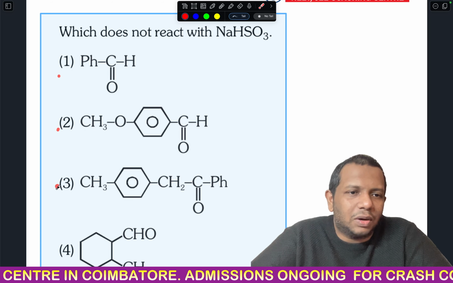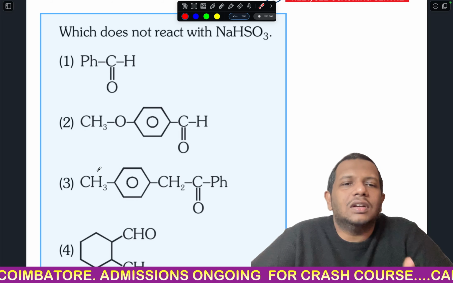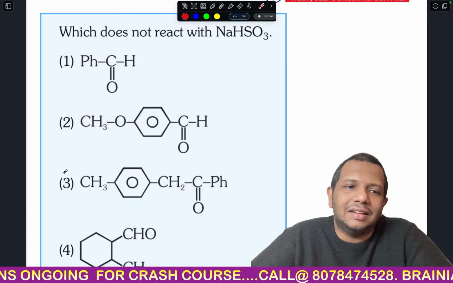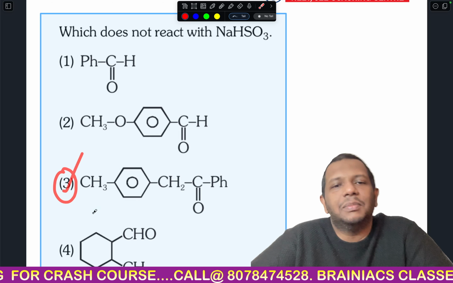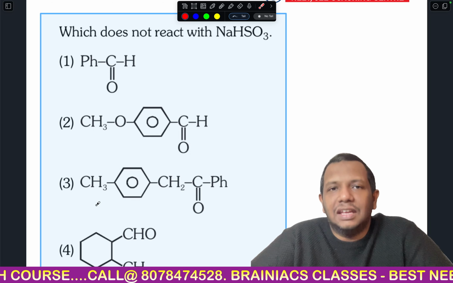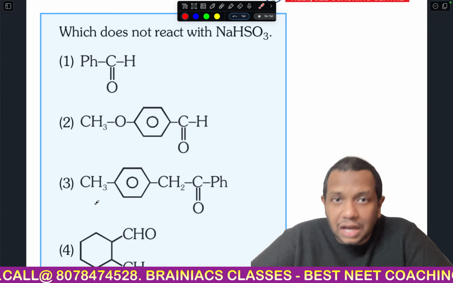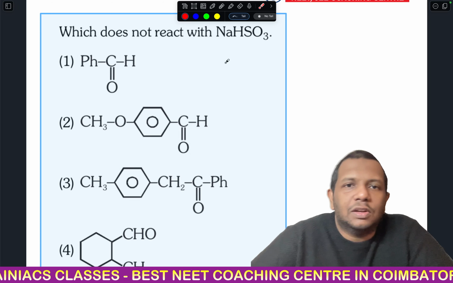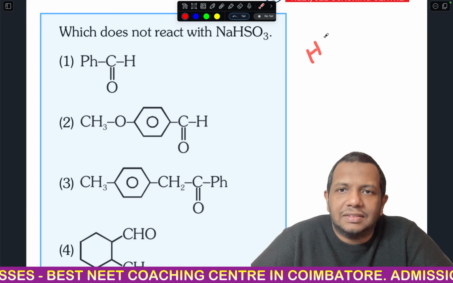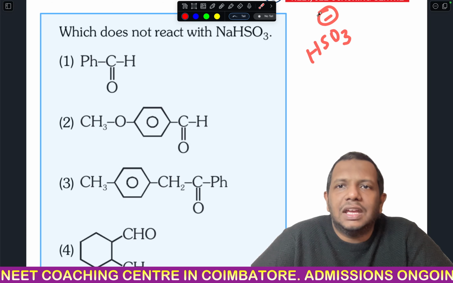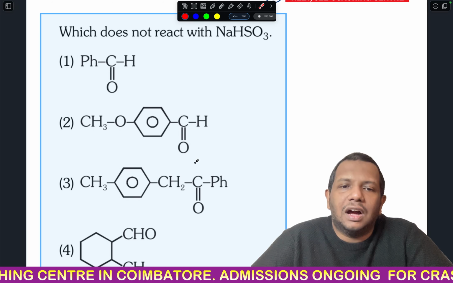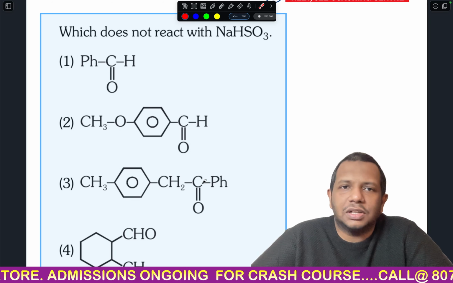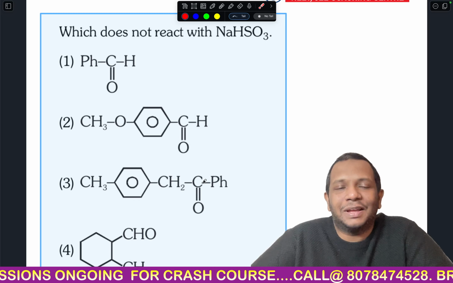You can notice one thing: out of these four options, only one compound is a ketone, everything else is an aldehyde. That itself is a clue, and I can easily say option 3 would be my correct answer because it is a ketone. Please understand, in a ketone the steric inhibition is very high, and because of that the nucleophile finds it very difficult. Especially the nucleophile used in this particular reaction is HSO3 minus, which is a bulky nucleophile which finds it very difficult to go near the vacant orbitals of carbon and attack it. So the answer here is option 3, but I can explain you in detail.